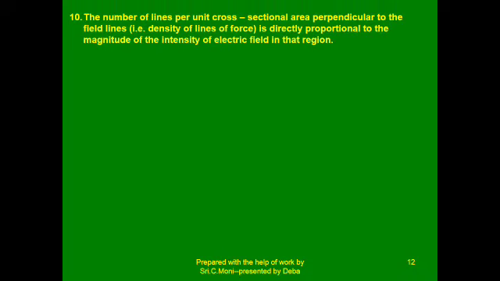Point number 10, the number of lines of force per unit cross-sectional area perpendicular to the field line is also known as density of line of force or flux density. It is found directly proportional to the magnitude of the intensity of electric field in that region. Say there are delta n number of electric field lines in a certain region, and there is a small area delta A, then the number of field lines passing per unit area, that is delta n by delta A, is proportional to the electric field intensity E.